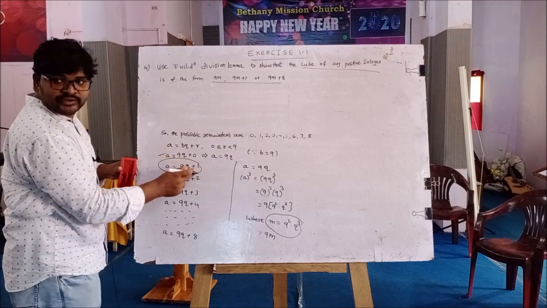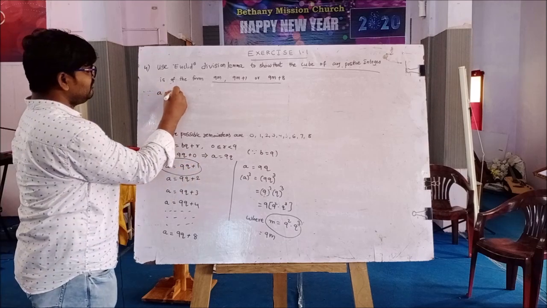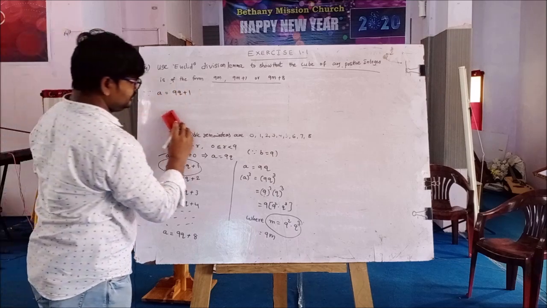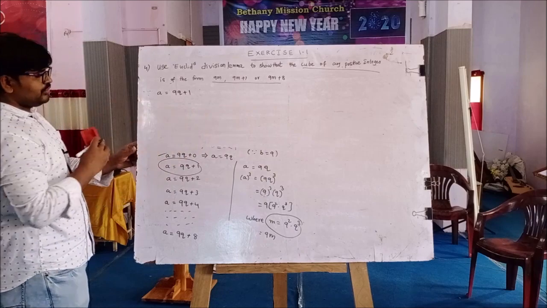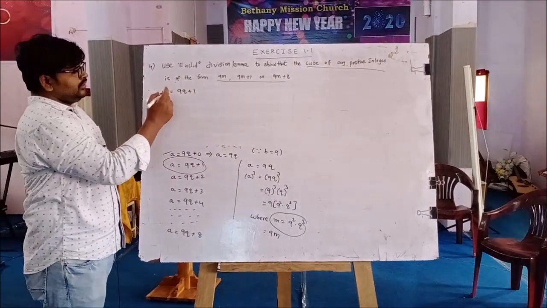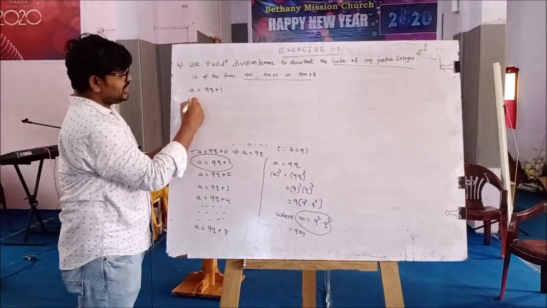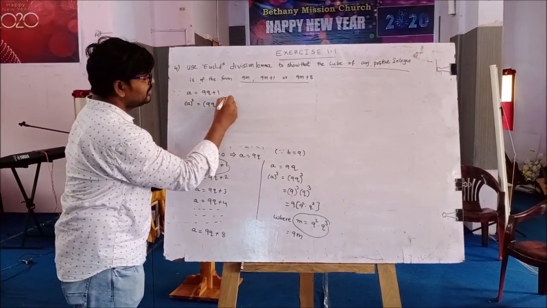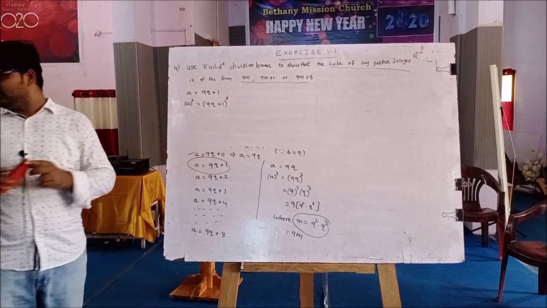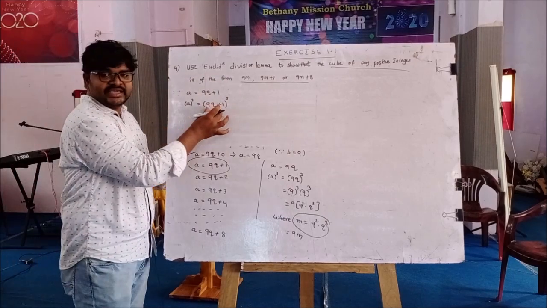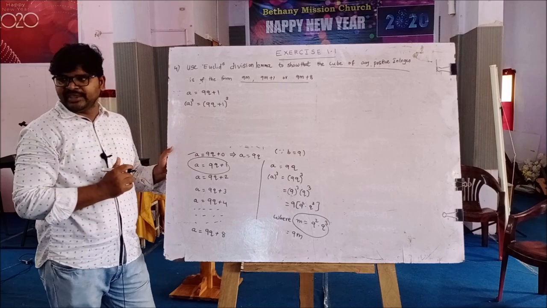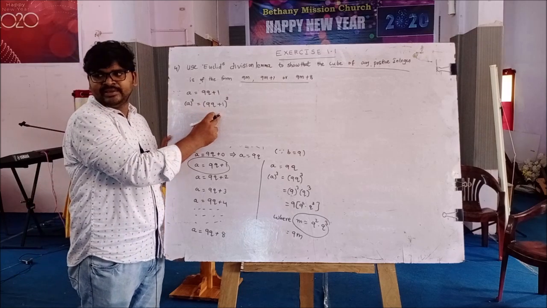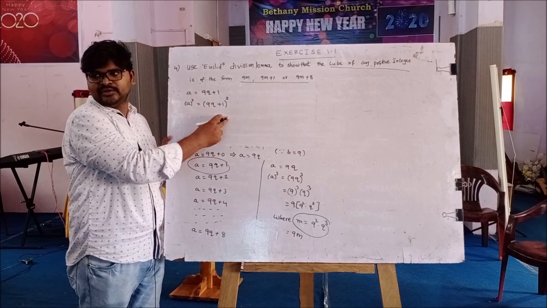A equals 9q plus 1. Cubing on both sides, a cube equals 9q plus 1 whole cube. This is (a plus b) whole cube. The (a plus b) whole cube formula is a cube plus 3a square b plus 3ab square plus b cube.